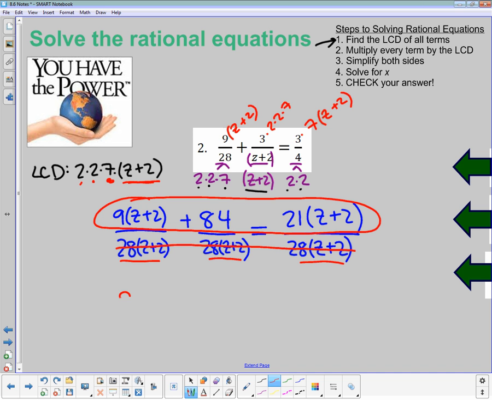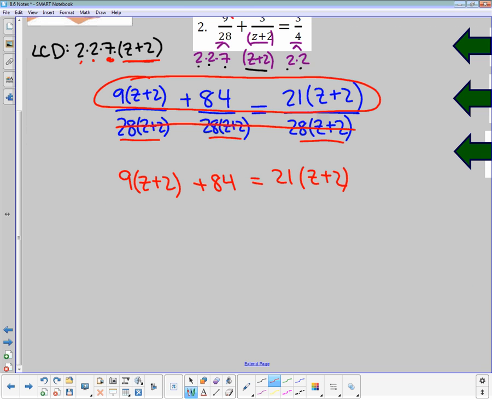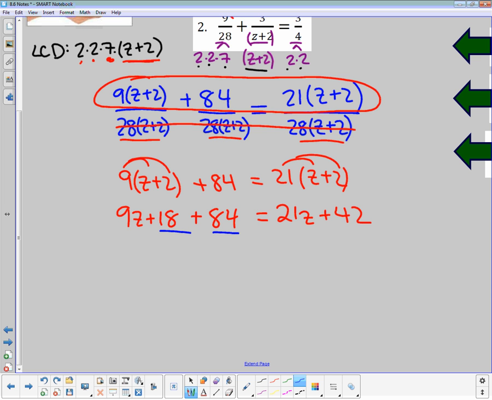I'm just going to look at the numerators. 9 times z plus 2 plus 84 equaling 21 times z plus 2. This just becomes a regular multi-step equation that we've solved many times. So for this one, I'm going to distribute what I need to. That gives me 9z plus 18. The 84 is just 84. Here I get 21z plus 42. Combine my like terms, 18 and 84 ends up giving me 102. So I have 9z plus 102 equaling 21z plus 42.